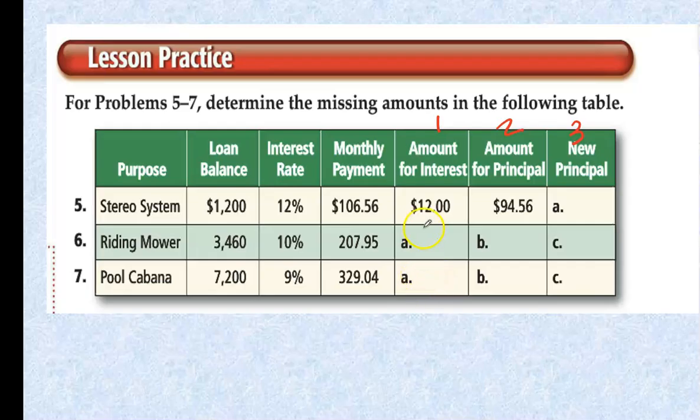So again, step one is the principal times the rate times 1 divided by 12. That goes in A. Step number two is monthly payment, which you have right here, subtract the interest, which you have in A, and you're going to get B. Then to get C, the third step, you're going to take the previous principal, which is $3,460, subtract number two, the amount of the principal, to get the new principal. Make sure you can do those steps, and then I'll put the answers up.